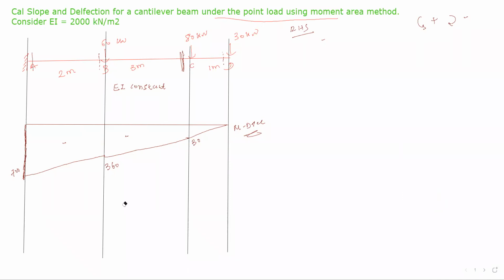Okay, so let me draw the M by EI diagram. Let's change some data in the problem.